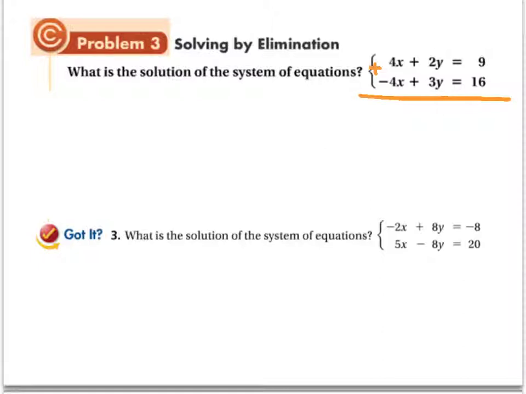4x plus negative 4x is 0. It eliminates the x value. 2y plus 3y is 5y. 9 plus 16 is 25. y is 5.